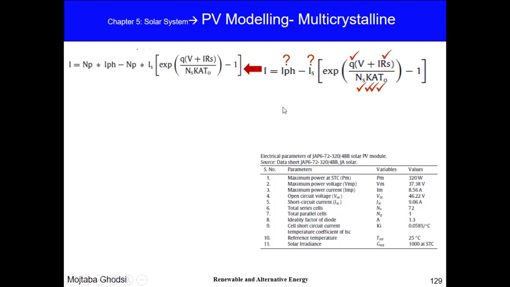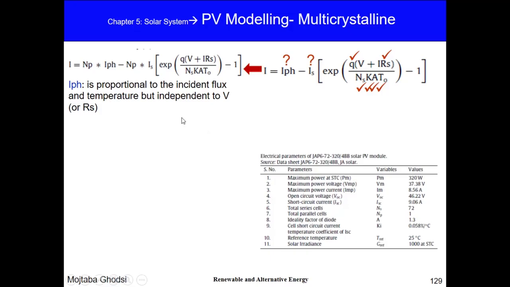Now, if we have a series of cells, the number of cells in series can be considered as NS. But if we have parallel rows of this series, the number of parallel rows is considered as NP. Now, I is equal to NP times IPH minus NP times IS times this bracket. Now we should find out how it is possible to find IPH and IS.